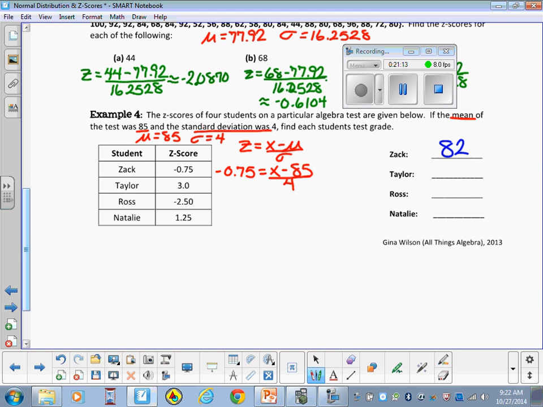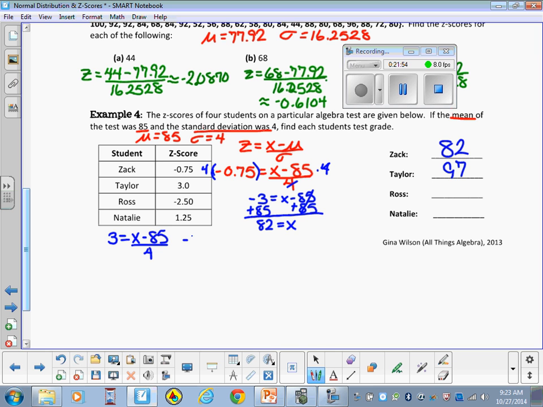Now what did I just do in my head? I multiplied both sides by 4, and I got negative 3 equals x minus 85. Then I added the 85, and his test score was an 82. Okay, so let's look at Taylor. Z-score of 3 has to equal his test score minus 85 divided by 4. So 3 times 4, and then add the 85. That's a 97 for Taylor.